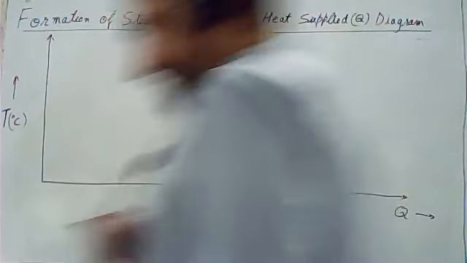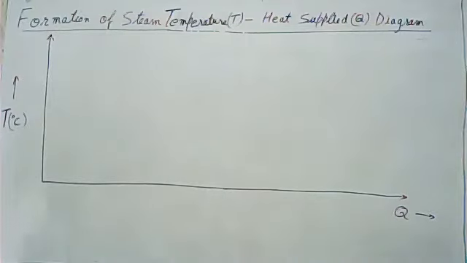Okay, good morning, students. In the previous lecture, we saw the formation of steam from solid ice. The ice was taken at -10 degrees centigrade, and when it was heated, the solid phase got converted into the liquid phase. And from the liquid phase, when more heat was supplied, it turned into a two-phase mixture, that is liquid water and steam.